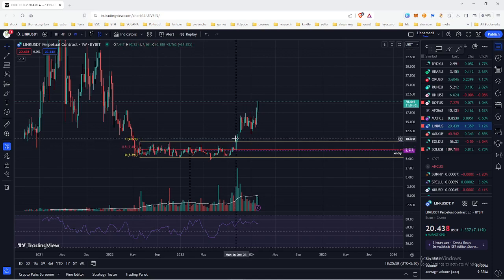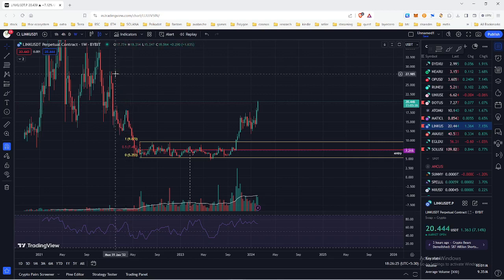Then we broke that range. Now we are trading at somewhere around like $20. Okay, before coming to $20, we consolidated near the $16 range, $16 to $18 range for a while. We made a low of $12. Then we pumped back up. Now we are trading at 20. We have broken above these previous highs.